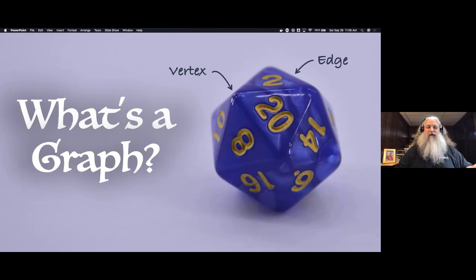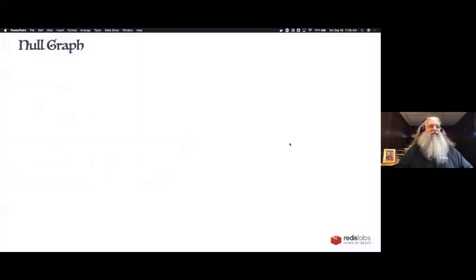They're not all d20s. Sometimes they could be d4s and d8s. But they can also be a little more abstract than that. They can represent just nodes, vertices that have relationships. The simplest graph is the null graph. This is a graph that has absolutely nothing in it. There are no edges. There are no vertices. Nothing to see here. Move along.